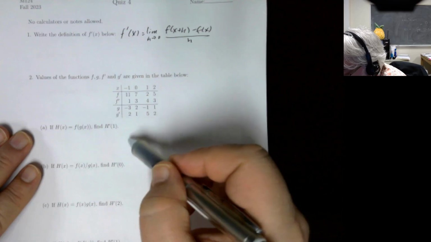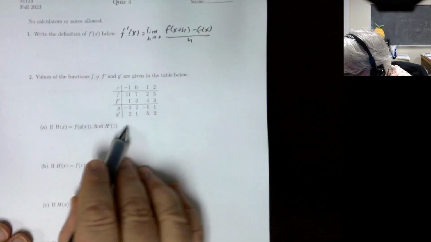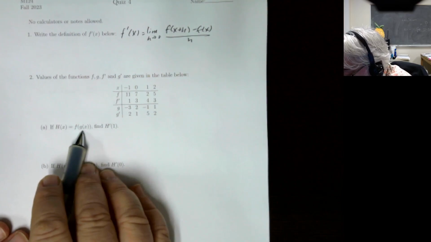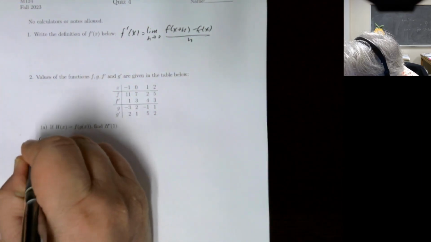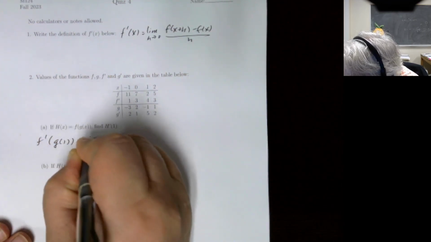Okay. Now the next one. This one is really giving it some derivative rules. So let's just go through these and then we'll get the numerical values. So if h is f composed with g, find h prime. So that's going to be a chain rule, right? So that's going to be f prime of g of 1 times g prime of 1.